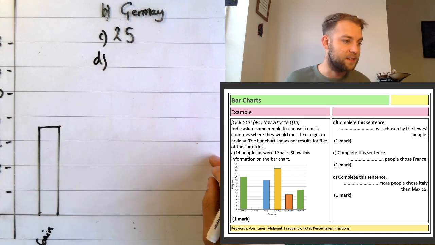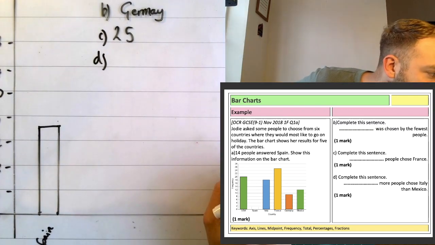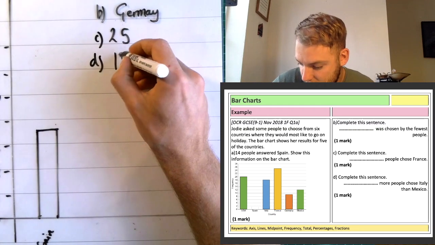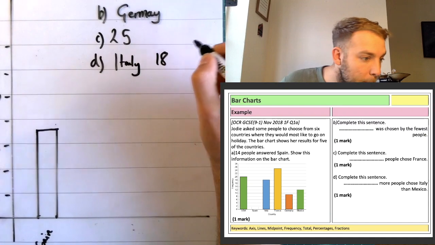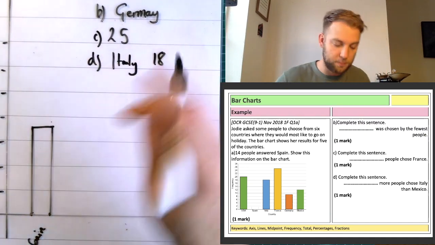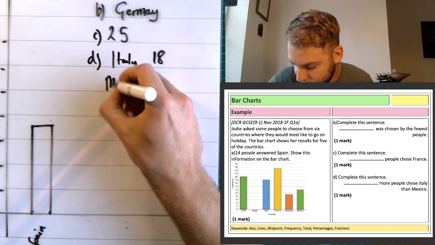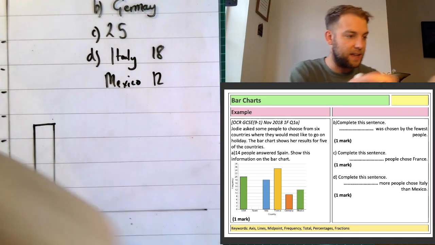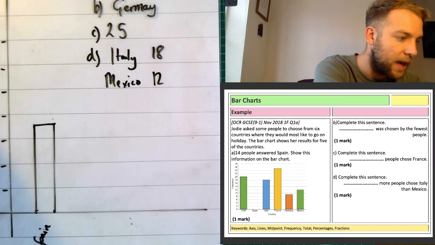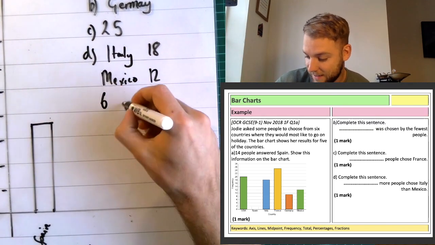Now with this one, they're saying how many more people chose Italy than Mexico. So the first thing we need to do is look across. I'm going to get my head nice and close so I know I'm not making a mistake. So Italy is 18. Mexico, I'm going to use my ruler to go across on the screen. Mexico is 12. So in which case, how many more is there for Italy? Just check Italy. Yeah, Italy's 18. How many more Italy than Mexico? Well, there's going to be 6 more, isn't there?